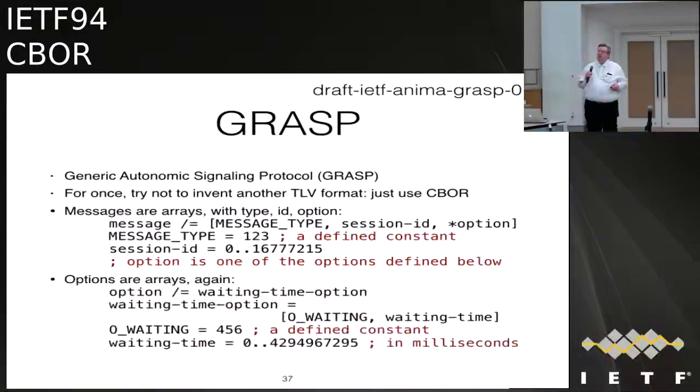And the message type is 123. The session ID is a value up to 16 million. And options are defined like this. So waiting time option is one of the options. That is actually an array containing the waiting value and the waiting time, which is a number in milliseconds. So it's pretty straightforward. It looks a lot like ABNF, but the square brackets, of course, don't mean optional here, but they mean array as in JSON.